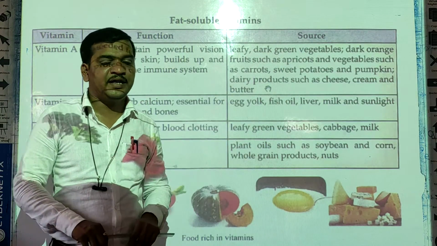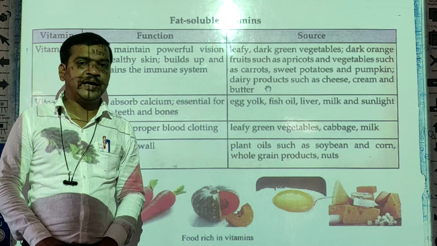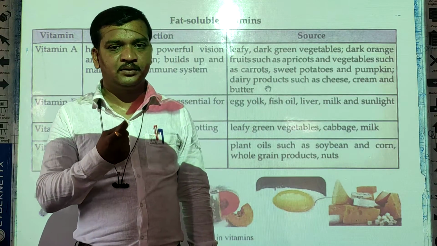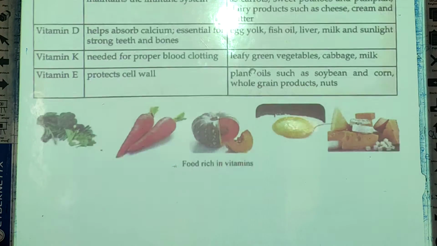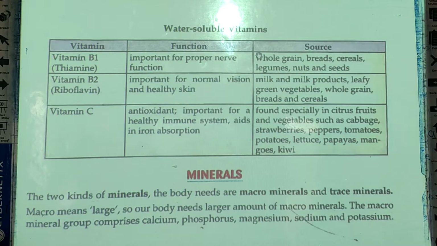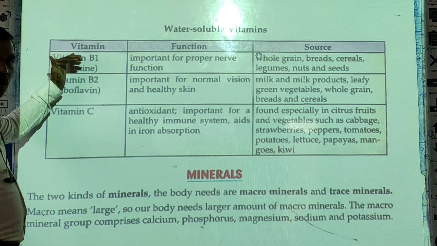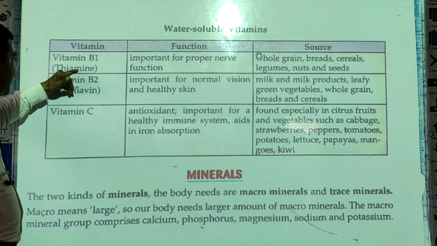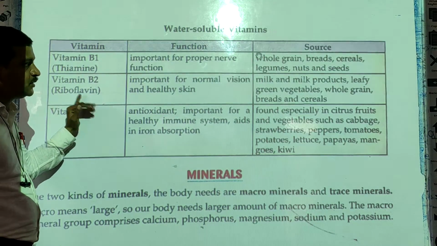Now we will go to the next type of vitamin, that is the water soluble vitamins. There are two types of water soluble vitamins, vitamin B and vitamin C. Vitamin B is a complex, so B1 to B12 types are there. Vitamin B1 is thiamine and vitamin B2 is riboflavin. These are the names of these vitamins.